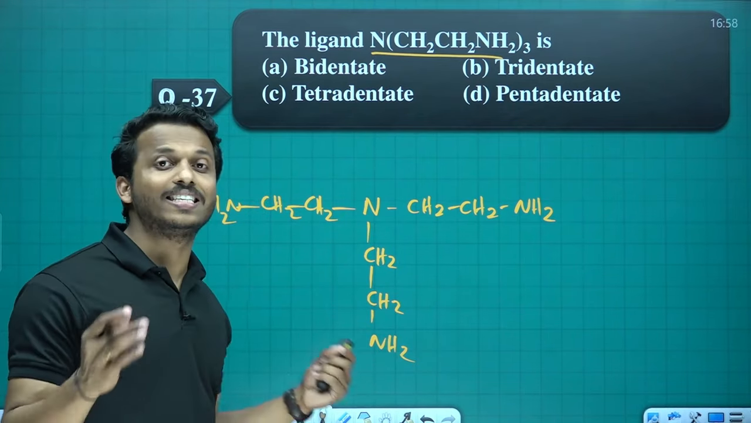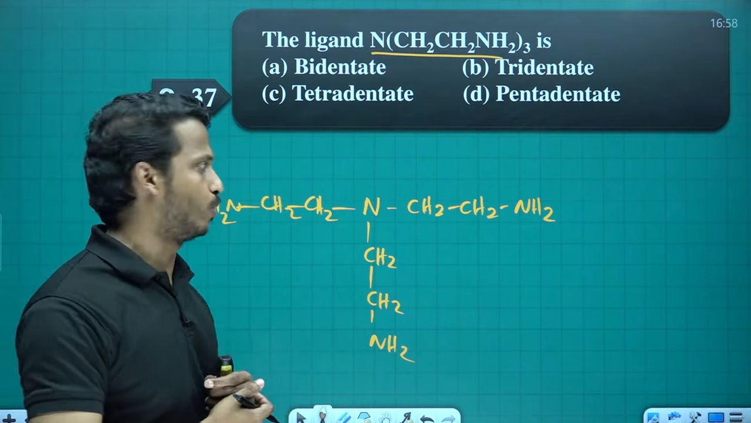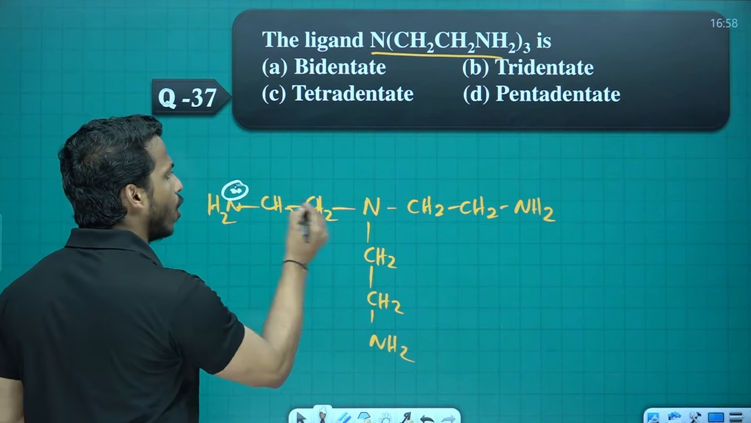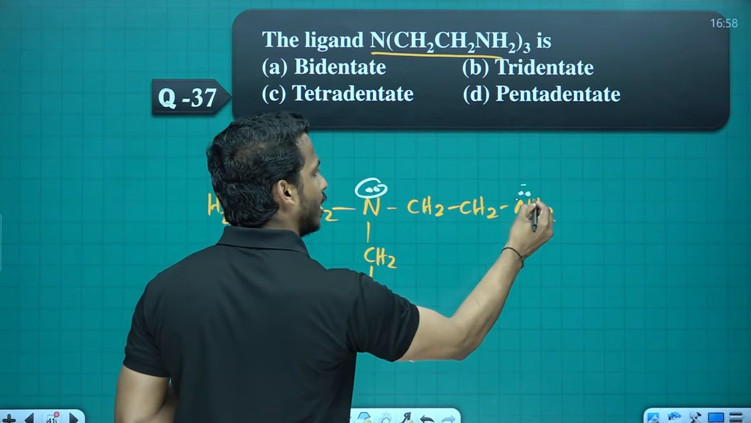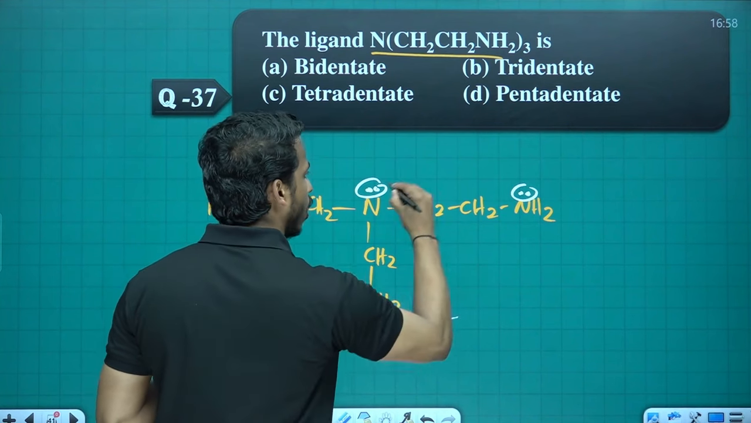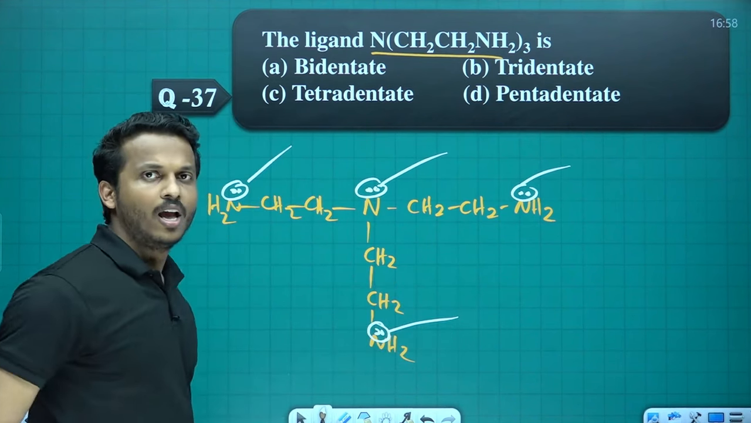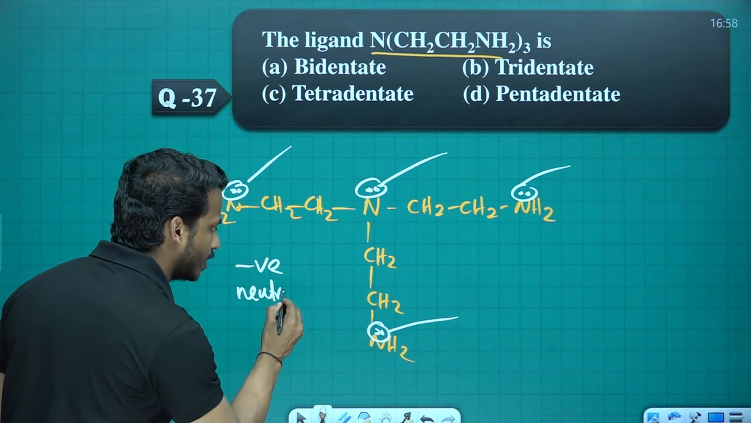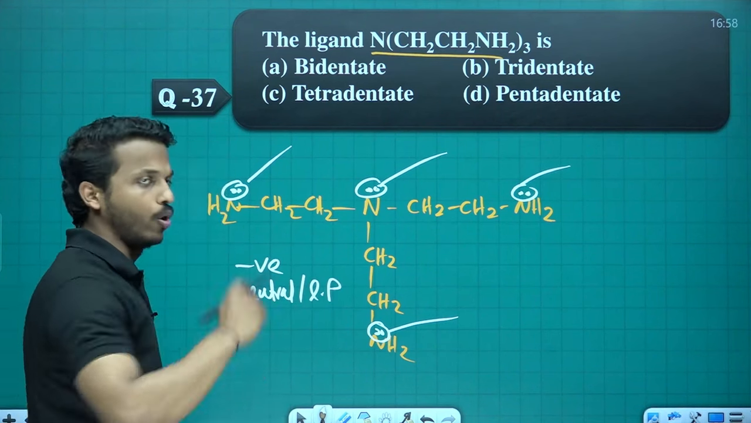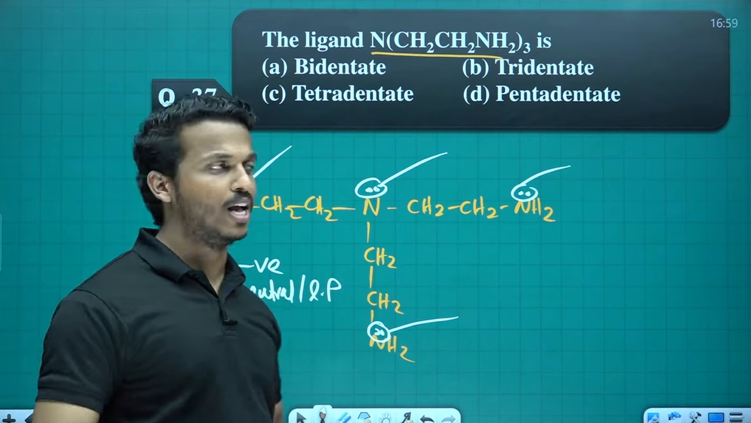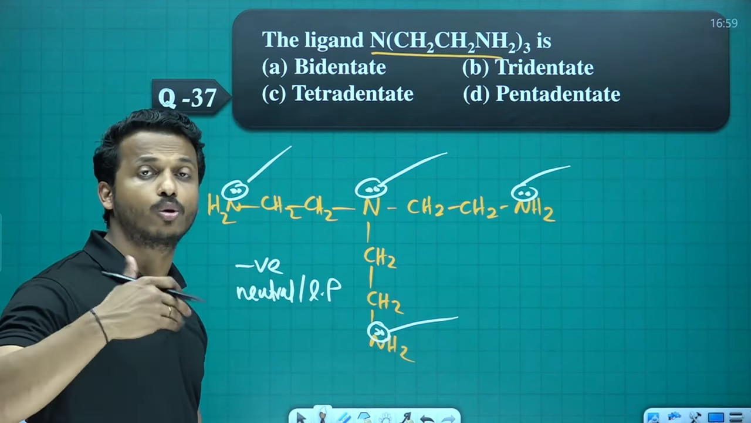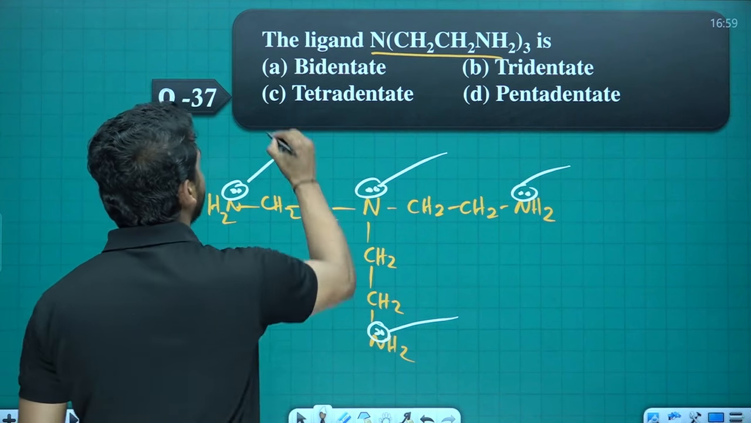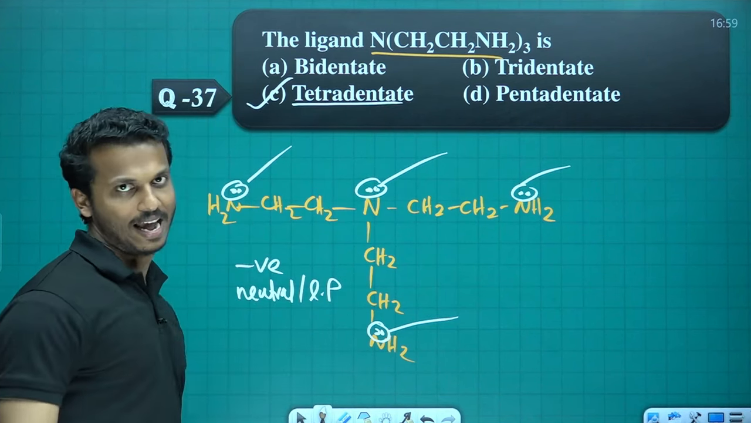What is the denticity? How many donor atoms are there? That's the question. See, dear, all nitrogens carry a lone pair. All are donating sites. You check whether there is a negative charge or a neutral species that contains a lone pair or not. Those sites are donor atoms. So four lone pairs are available, so four donor atoms are there. So it is a tetradentate ligand.